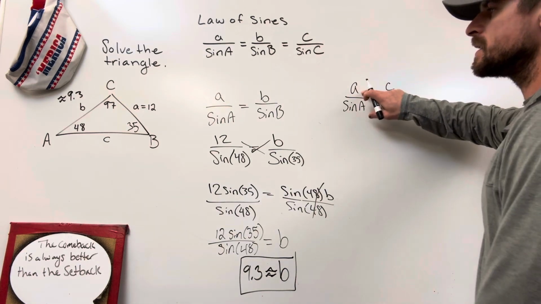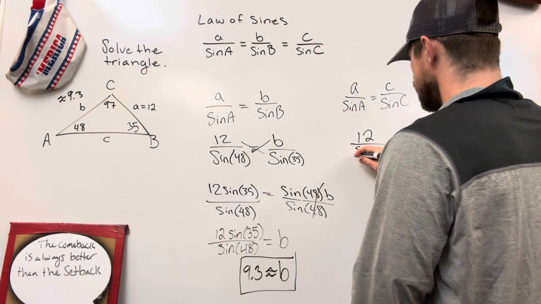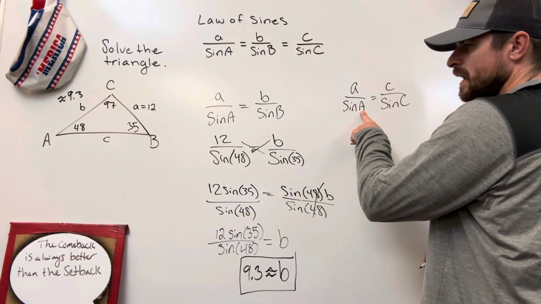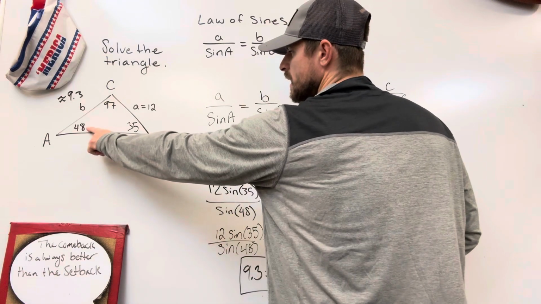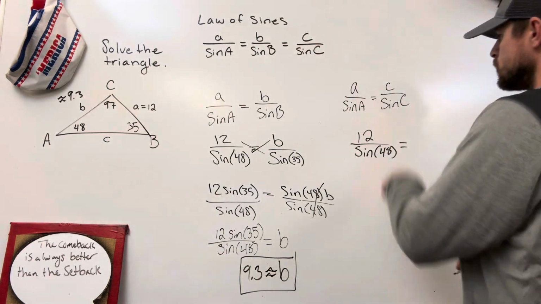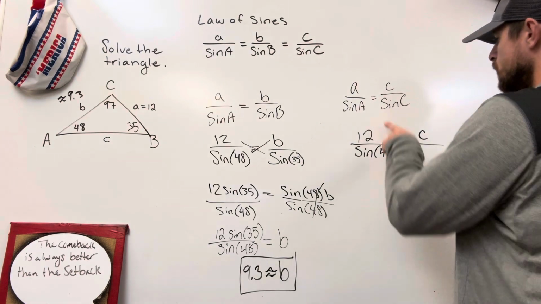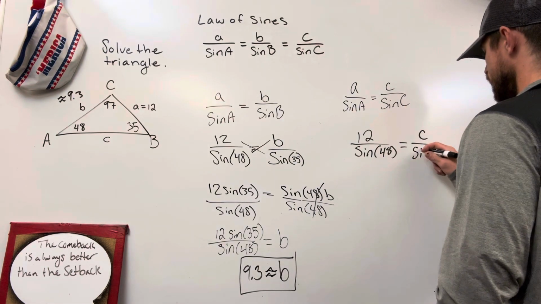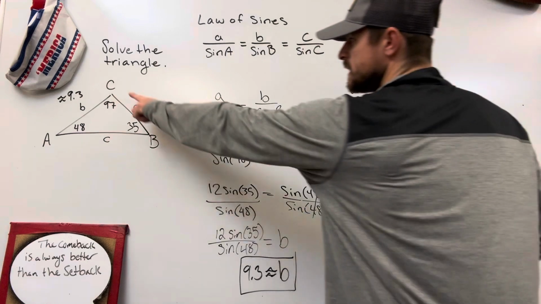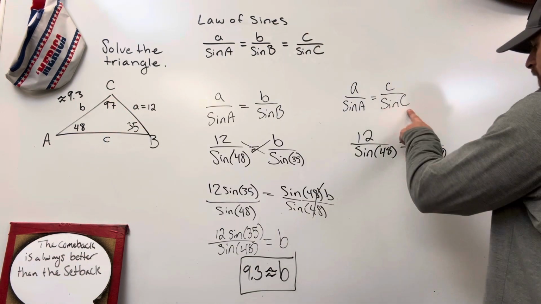So what was lowercase a again? Lowercase a is 12. So 12 over sine, and then we have a capital A. Remember what capital A means? That's our angle measure, 48. And then that's going to be equivalent to c, which is unknown. So keep it c over sine C, but we do know that angle measure for C, 97. 97 goes right there where the capital C was.